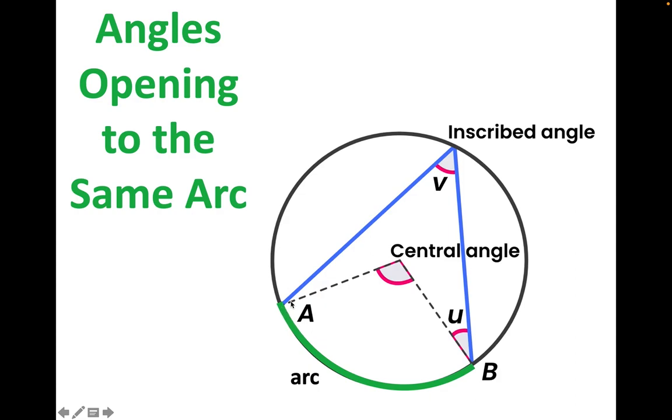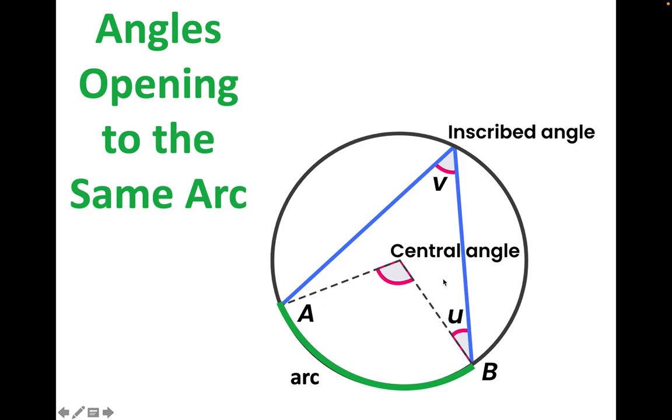One of those two angles is called a central angle, right here. A central angle is an angle whose vertex is at the center of the circle. The second angle that opens to this arc is this blue one here. That is called an inscribed angle. It is an angle with all three of its corners on the circle. So the vertex is now on the circle instead of at the center.